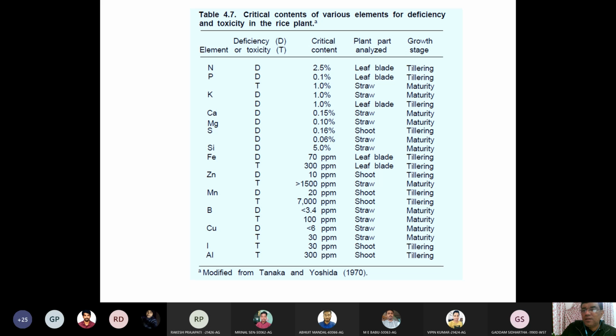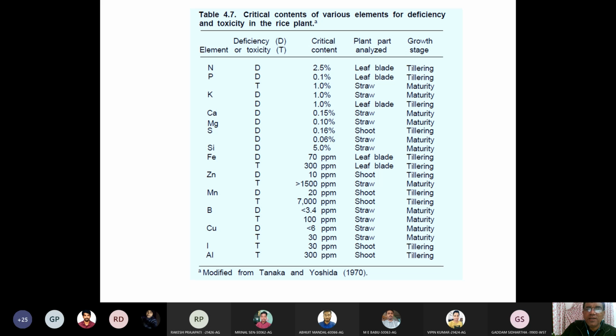So here, the critical content of various elements for deficiency and toxicity. See, in this case, it is toxicity also. For example, see the iron content. For deficiency, 70 ppm is the critical concentration, and the leaf blade has been used, and tillering is the stage. Similarly, for toxicity of iron, the critical level is 300, meaning it should be more than 300 ppm, and then the leaf blade is the plant part and tillering is the stage.